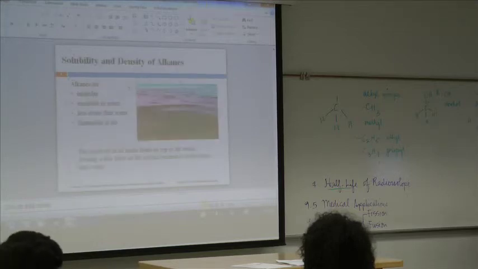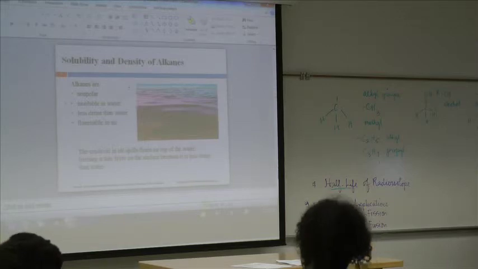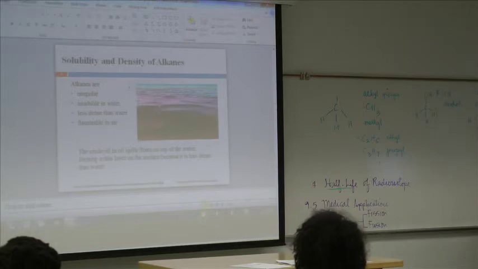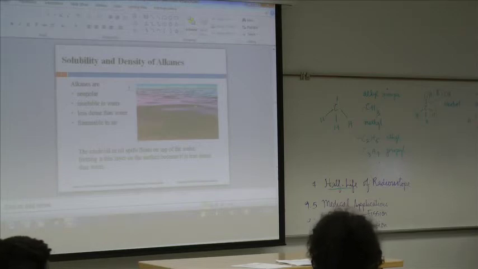So solubility and density of alkanes. So we know that alkanes already are nonpolar. They do not dissolve in water, like the water in gasoline spills. Less dense than water, they float like oil. And you can, you know, light a fire there, right? So be careful when you walk down the slums, right? And you may think it's water, right? And it could be oil, right? Or fuel.